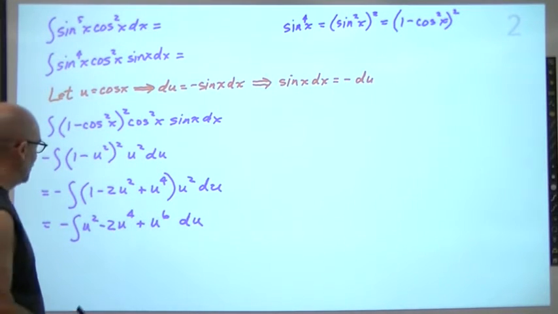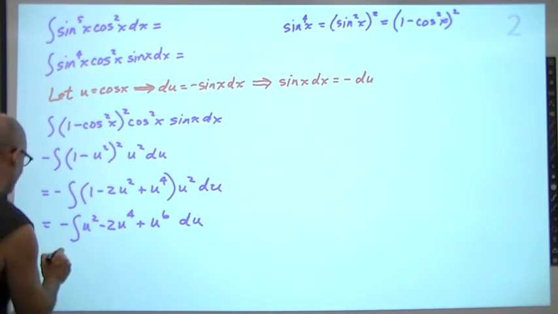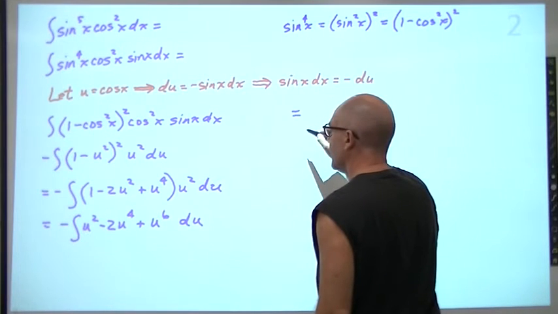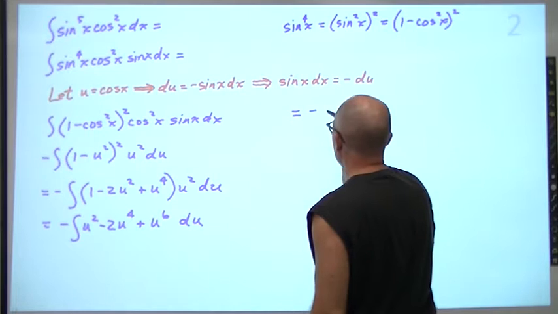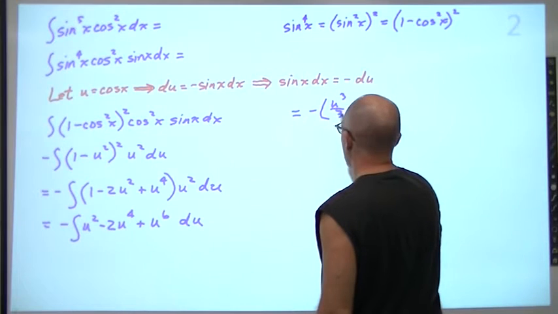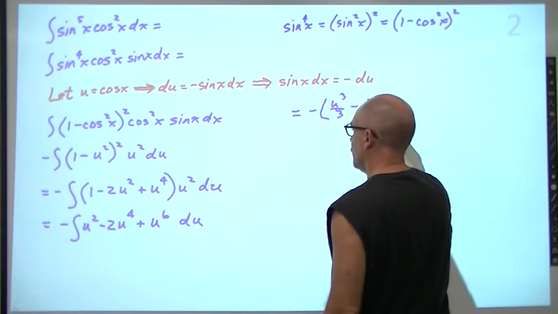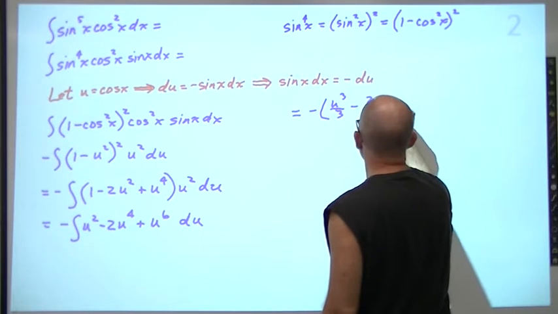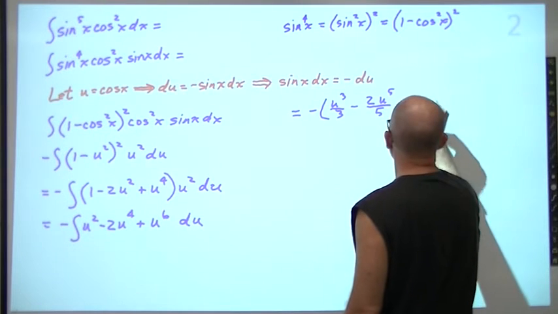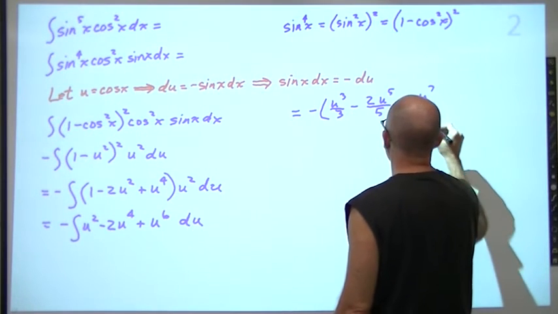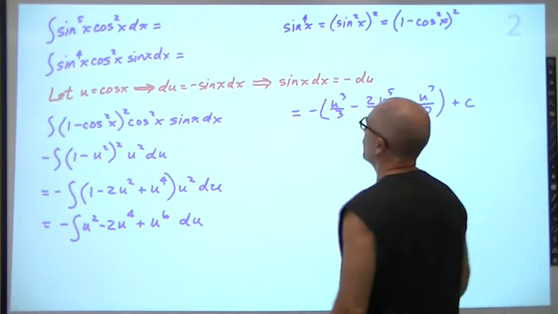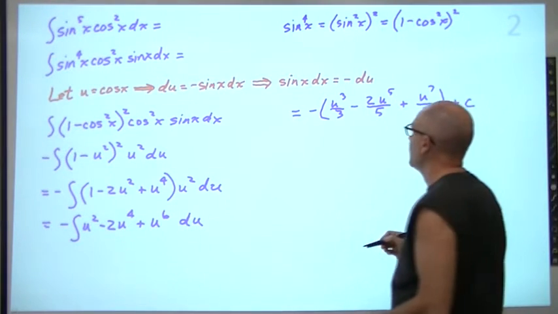Now, piece of cake. So when I integrate this, it equals the negative of u cubed over 3 minus 2u to the fifth over 5 plus u to the seventh over 7 plus c. Now we don't care if the c is plus or minus because it's just a random constant anyway.